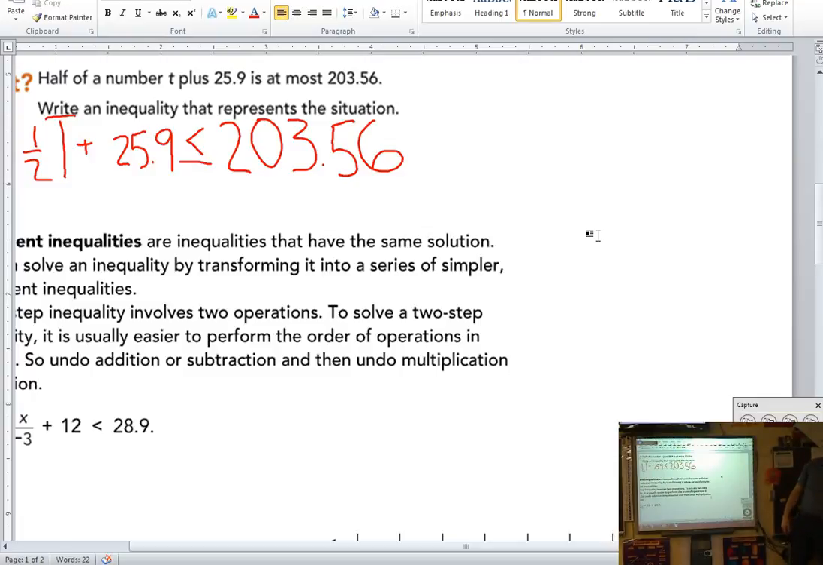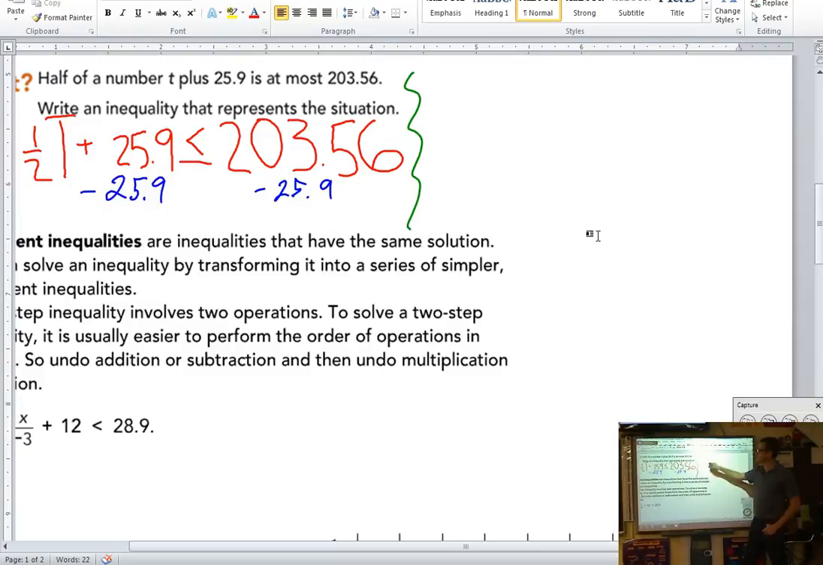So as I start my solution process, thank you very much, Ozzy. Jaslyn, what would I do first here? I undo my addition by subtracting 25.9 on both sides. That will give me, I'm going to shift over just so I have a little bit of room to work vertically, half of my t, and then just less than or equal to, because my 25.9 is gone now. What do I have left on the right-hand side? What do we have remaining on the right-hand side after the subtraction?